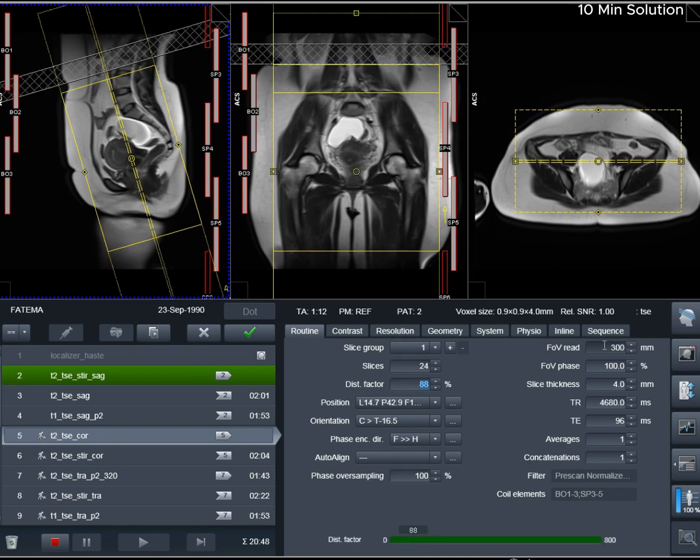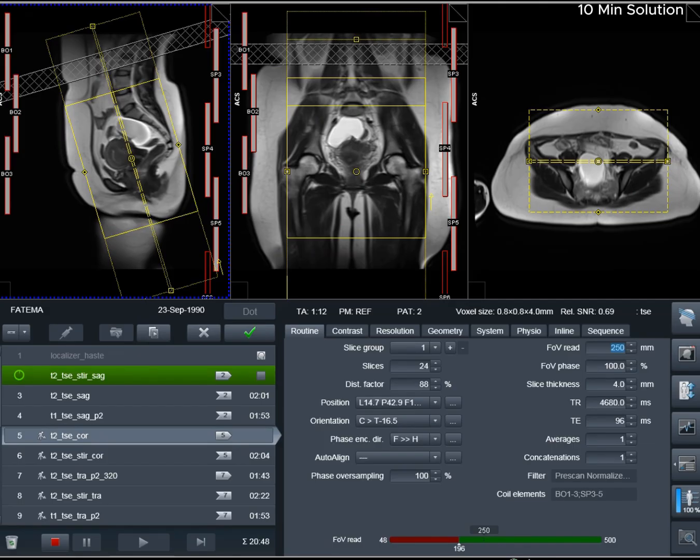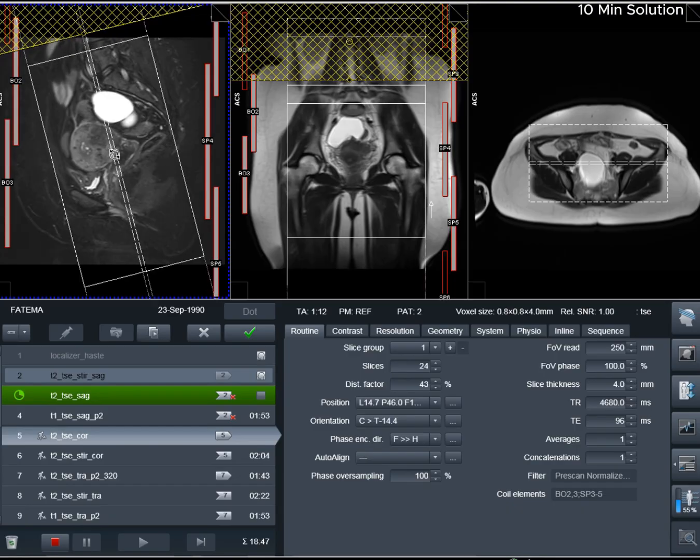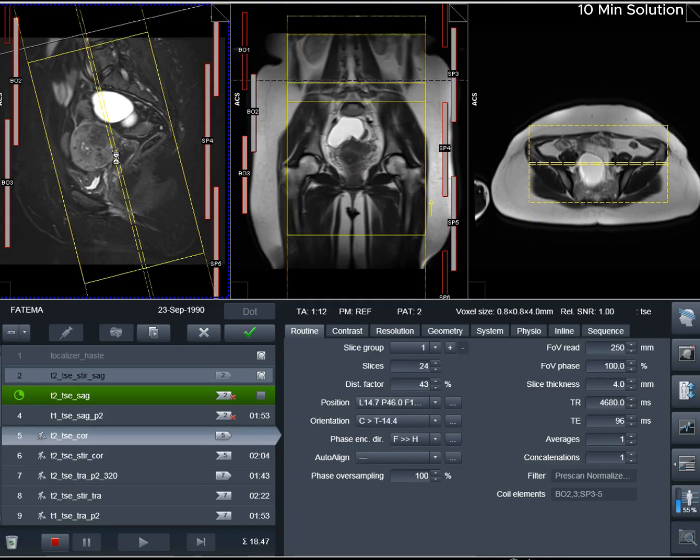T2 STIR coronal. Plan the large field of view, FOV, coronal slices on the sagittal plane and position the block parallel to the lumbar spine. Verify the positioning block in the other two planes as well. Establish an appropriate angle in the axial plane, which runs parallel to the right and left hip joint.